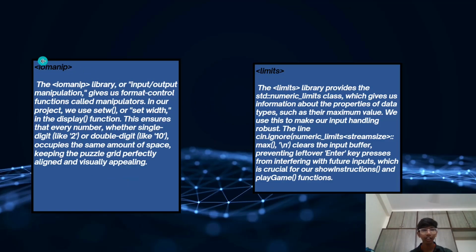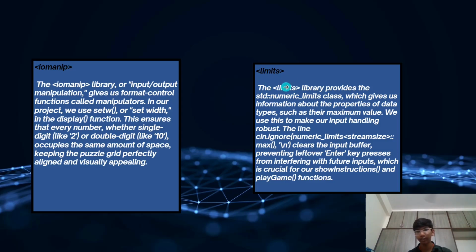Next are the input-output manipulator library and the limits library. The input-output manipulator library is used for formatting the output. Like in our program, we have used the setw function in the display function. This ensures that every number, whether a single digit or double digit number, occupies the same amount of space, so that the grid is perfectly aligned and visually appealing also.